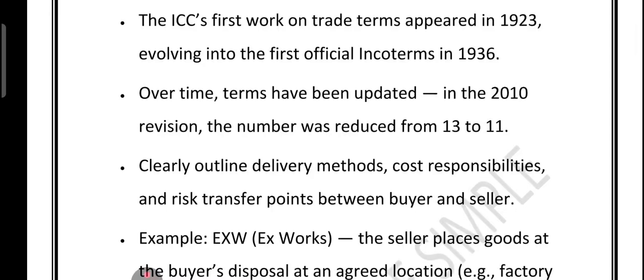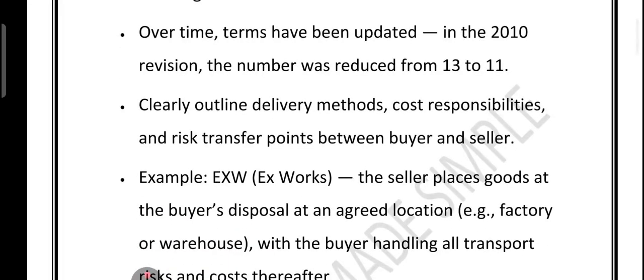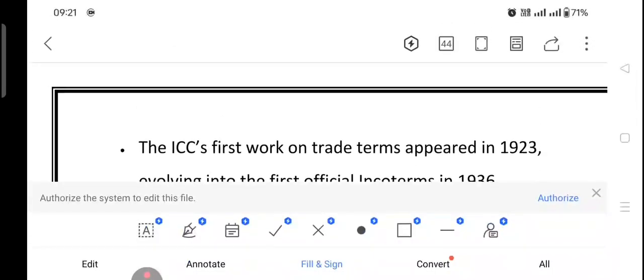For example, take the case of EXW. EXW means Ex Works. It means the seller just makes the goods available at their location, maybe a factory or the warehouse, and from there the buyer takes care of everything: transport, cost, risk, and the whole lot. So let's quickly revise what we have covered here.